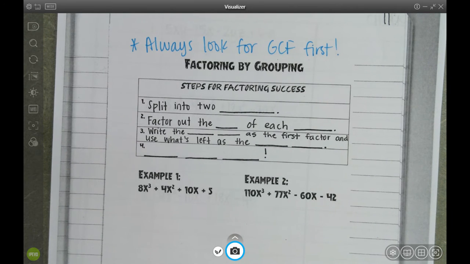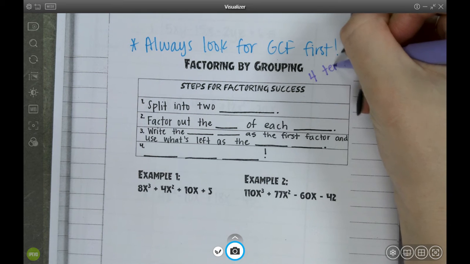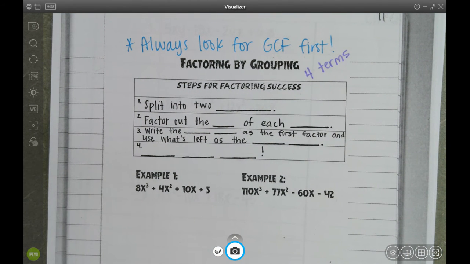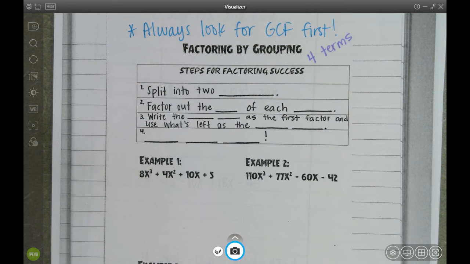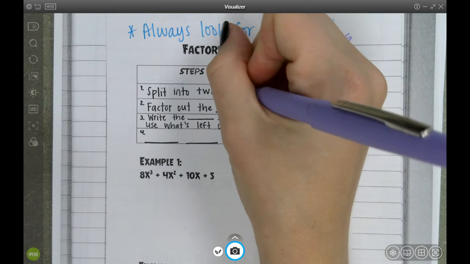Okay, factoring by grouping is what you're going to do when you have 4 terms. It's one of the options for when you have 4 terms. So you'll notice all 4 of those examples down at the bottom have 4 terms. So you're going to take those 4 terms and split them into 2 binomials.